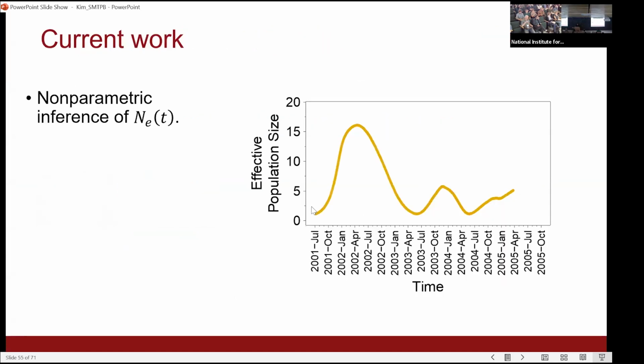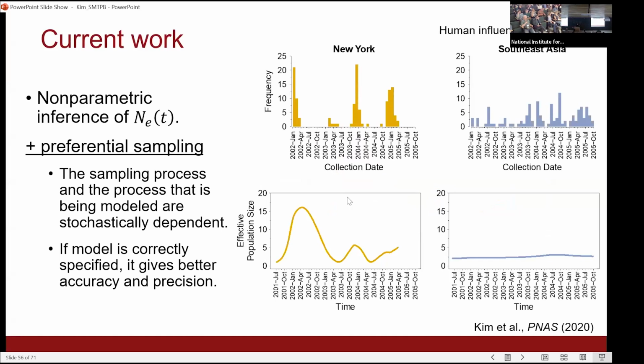As for current work, there are a lot of exciting extensions. One obvious one is incorporating recombination. Also, one advantage of using the coalescent over a birth-sampling model is that it can non-parametrically infer the effective population size trajectory over time, because in the Kingman coalescent model, the coalescent times are sufficient statistics to infer the effective population trajectory.